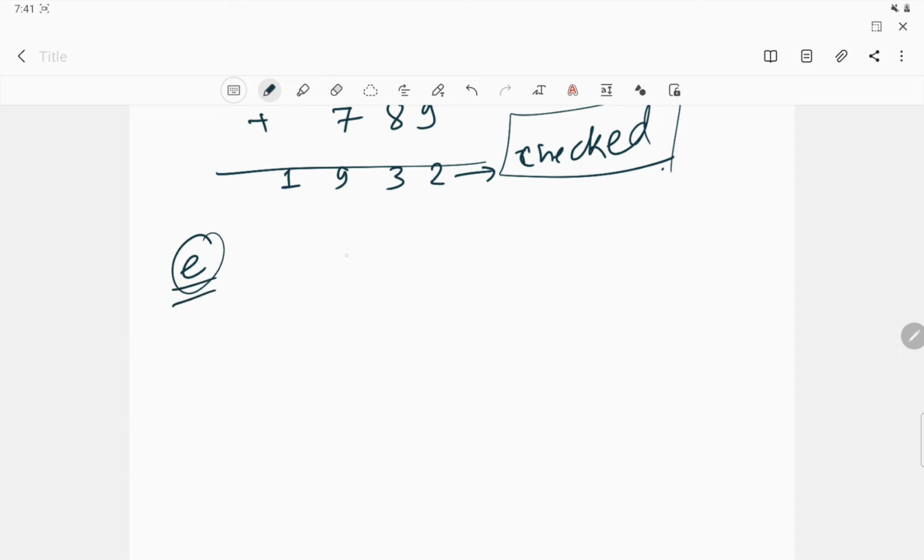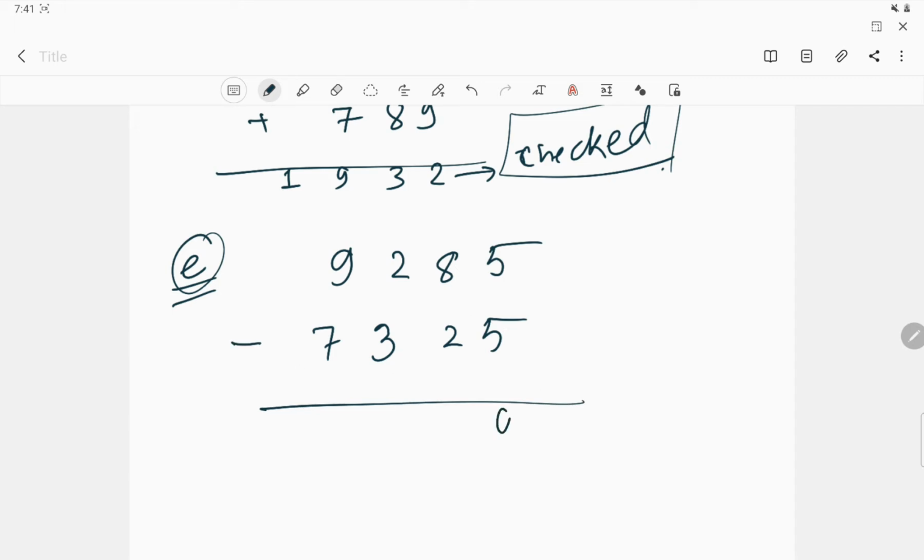Now question number E. It is given 9285 and 7325. 5 minus 5 is 0. 8 minus 2 is 6. In the hundreds place, 2 is less than 3, so you have to borrow 100 from the 1000 place. So it will be 12 and it will be 8. So 12 minus 3 is 9, and 8 minus 7 is 1.